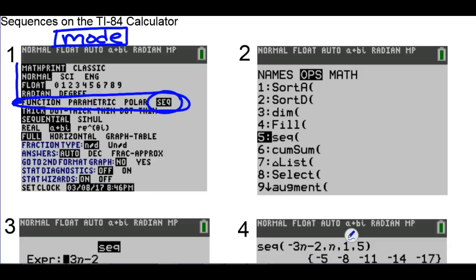From there, look at the stat button, but above that stat button it says list. So now you'll choose second list. And the way that I remember that is that we're working with lists of numbers. We want to find a list of numbers. Choose the second option, which is ops, and then choose number 5, which again is that SEQ standing for sequence.